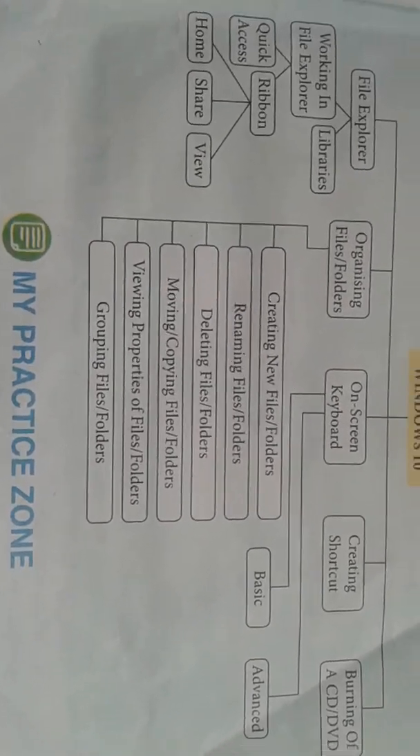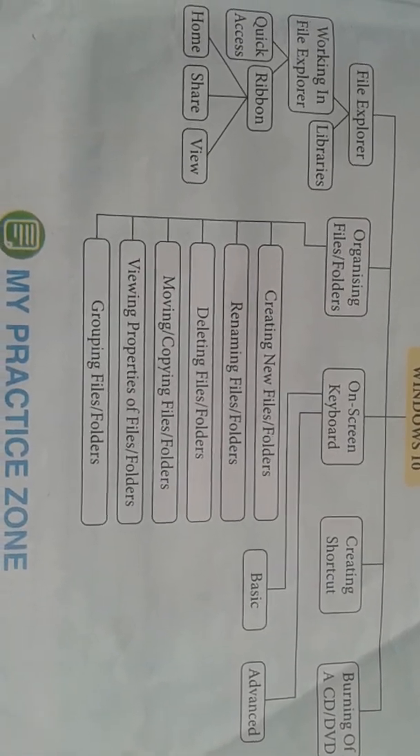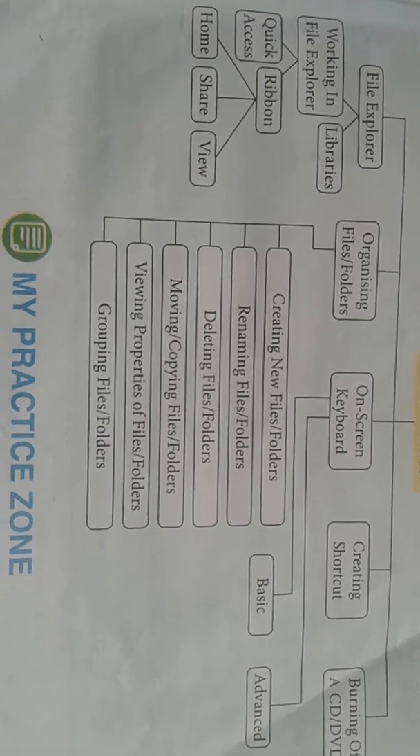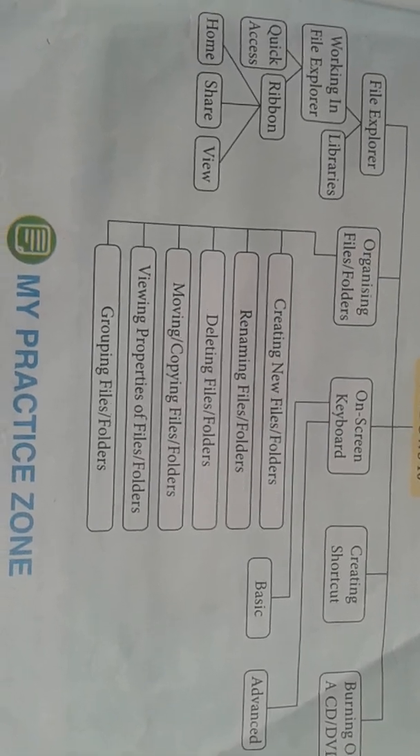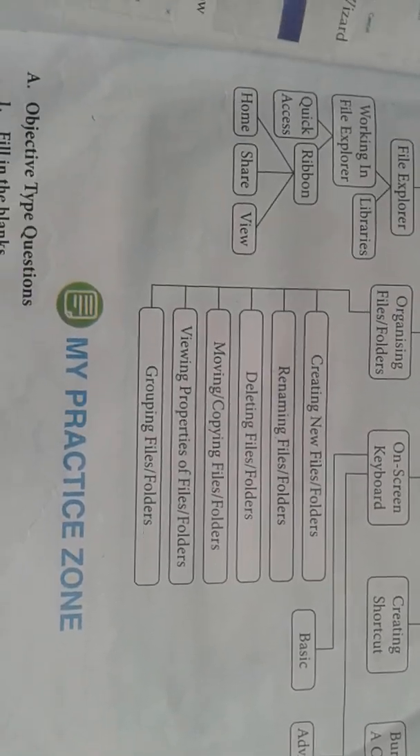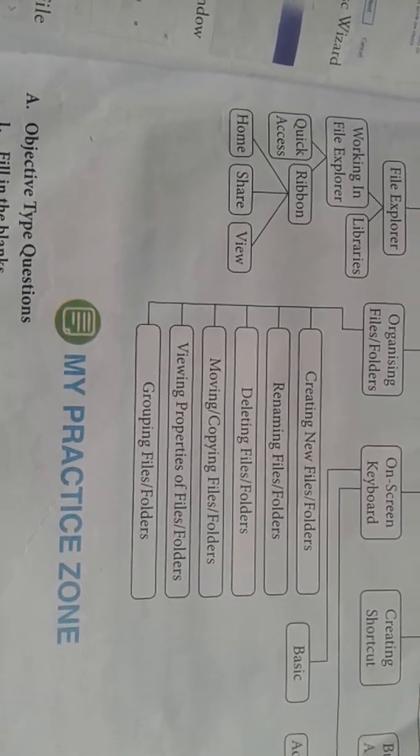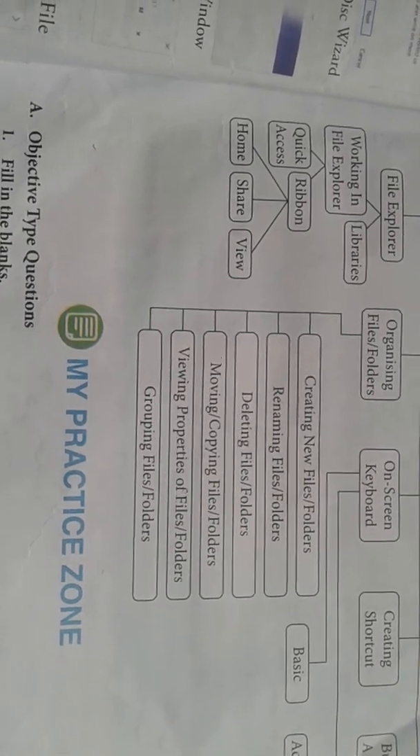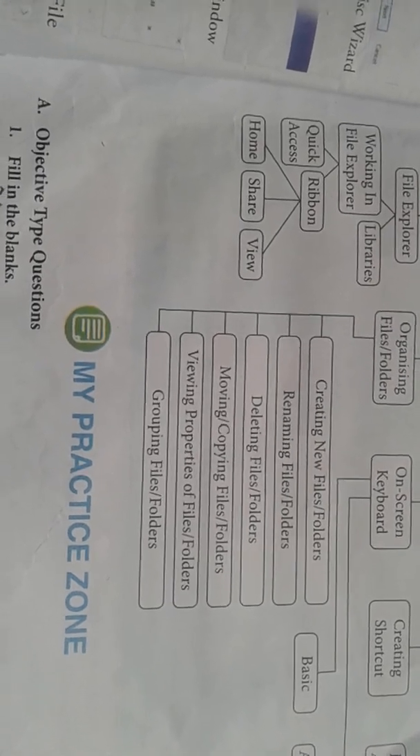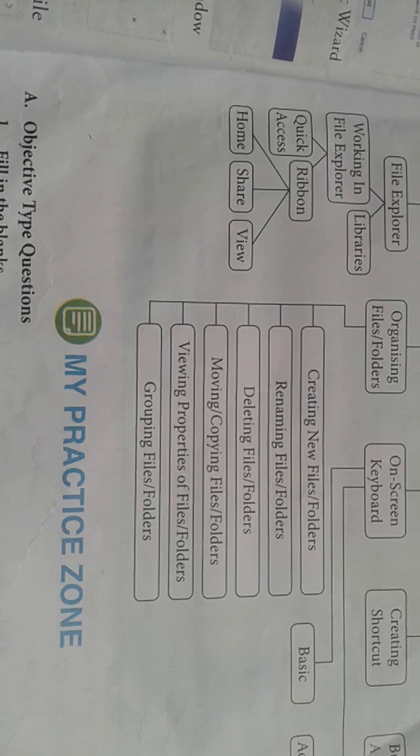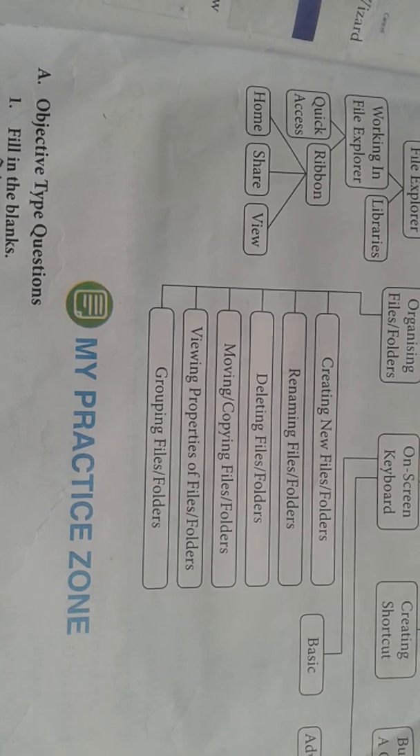The steps are: first, insert a blank CD or DVD into the optical drive, the CD or DVD writer. Then the second step, a burn disk wizard will appear on your screen. Give the disk a title. Windows 10 does not allow more than 16 characters in the CD or DVD title.